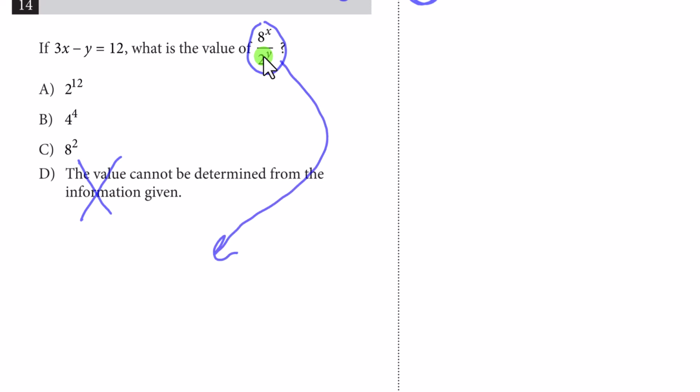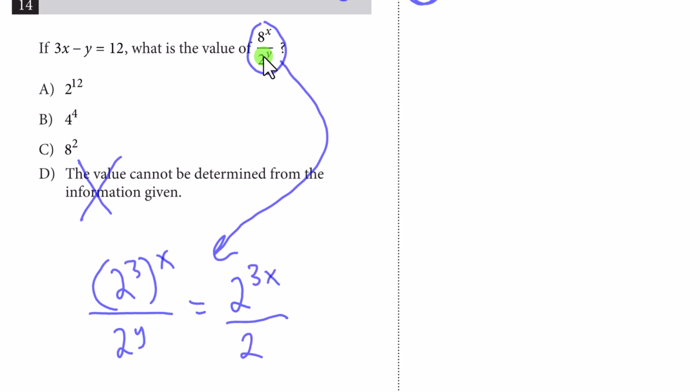So 8 is in fact 2 to the third. So we're going to rewrite 8 to the x as 2 to the third raised to the x power over 2 to the y. And then we're going to apply laws of exponents. So the top part is going to be 2 to the 3x. Bottom part still stays at 2 to the y. Then we're going to go ahead and turn that into 2 to the 3x minus y, if you guys remember that from the laws of exponents.